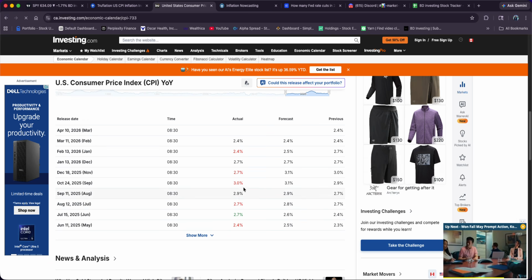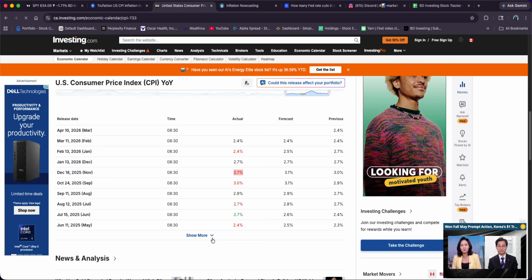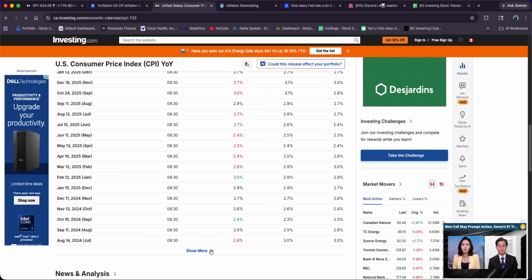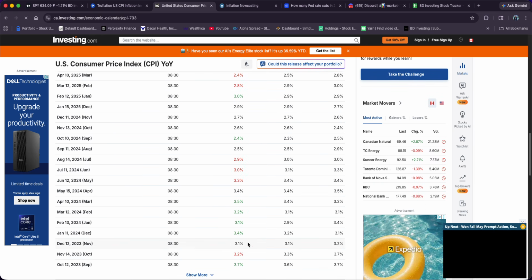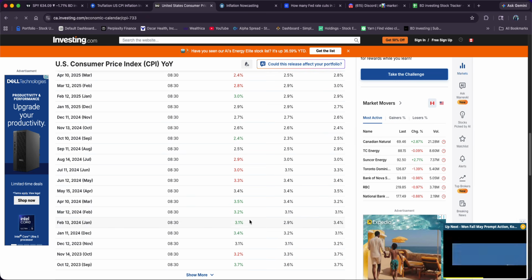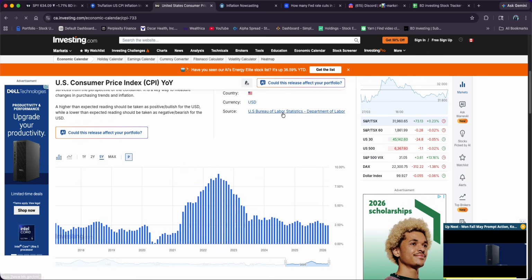But this could be temporary because we also saw inflation rise back in October, and it was just a little bump in the inflation, and then we came back down, right? So it could just be a little blip. We saw that same thing happening back in 2023, and inflation was trending higher, but then it went back down. So we'll have to pay attention and see what really happens.